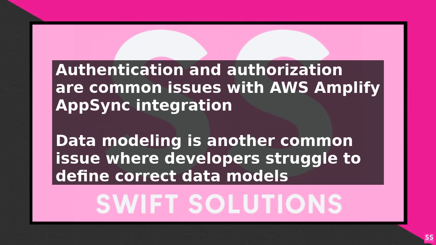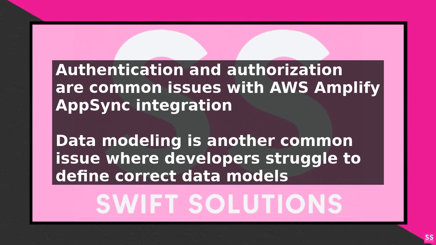Common issues with AWS Amplify AppSync integration. One of the most common issues with AWS Amplify AppSync integration is authentication and authorization. Many developers struggle with configuring the correct authentication and authorization settings, which can lead to errors and security vulnerabilities. Another common issue is data modeling, where developers may struggle to define the correct data models for their AppSync schema.